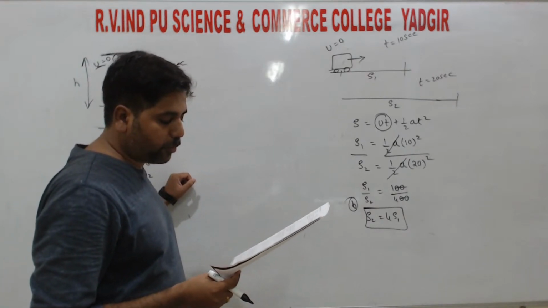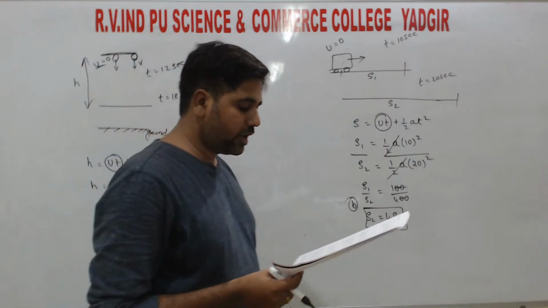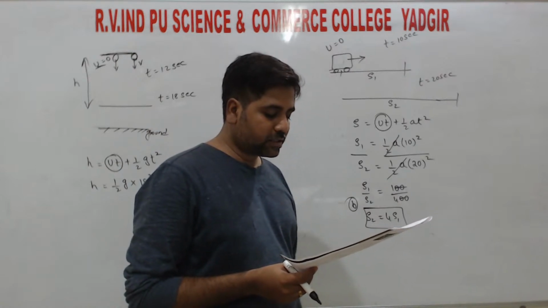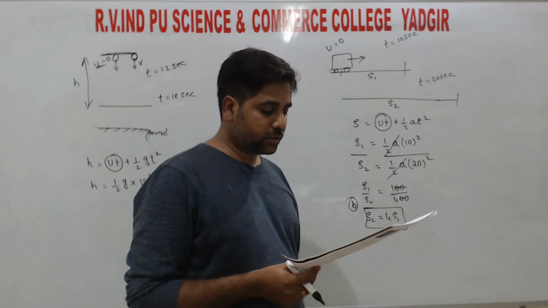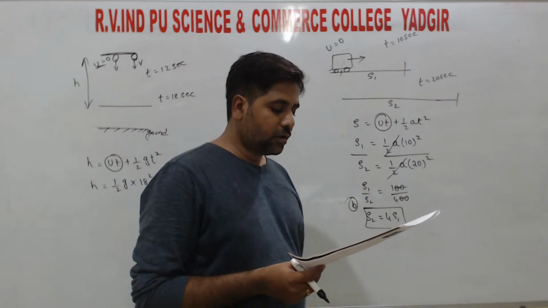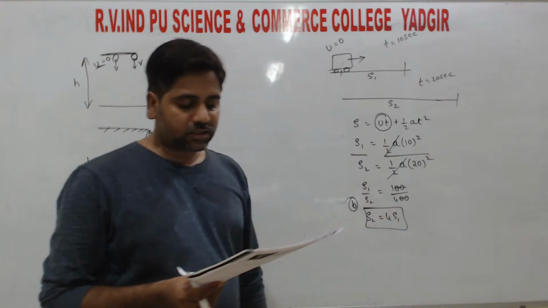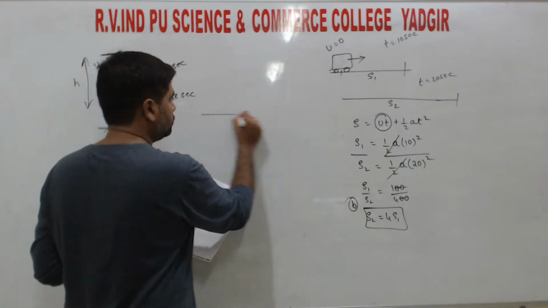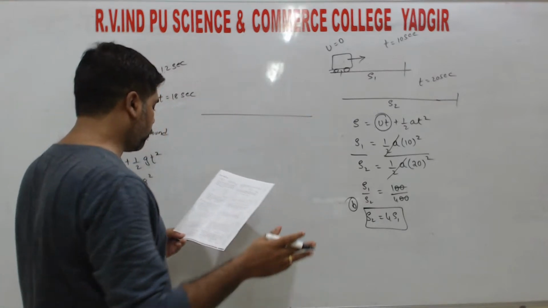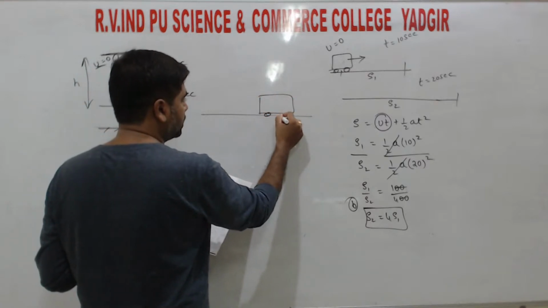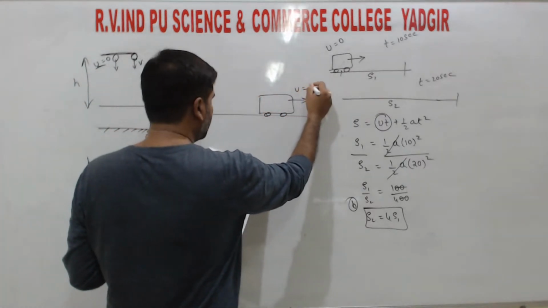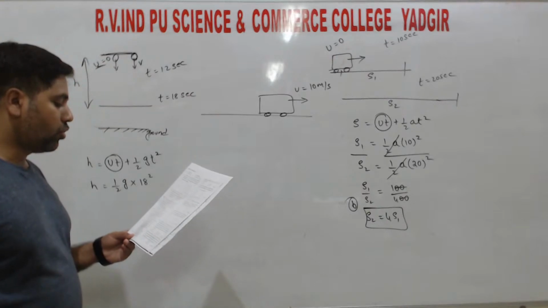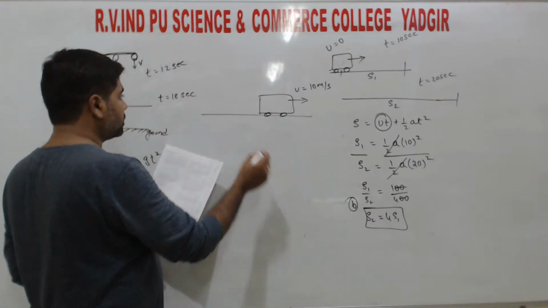A bus is moving with a speed of 10 meters per second on a straight road. A scooterist wishes to overtake the bus in 100 seconds, right? So if the bus is at a distance of 1 kilometer from the scooterist, with what speed should the scooterist chase the bus, right? So in the question, a bus is moving with a speed, that is 10 meter per second on a straight road. A scooterist wishes to overtake the bus in 100 seconds.